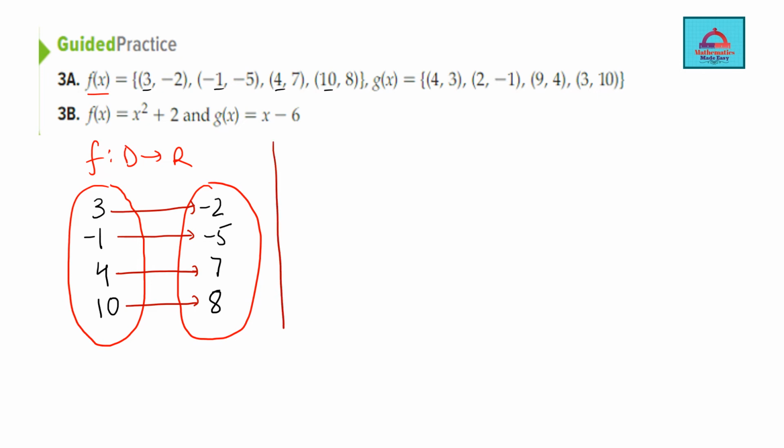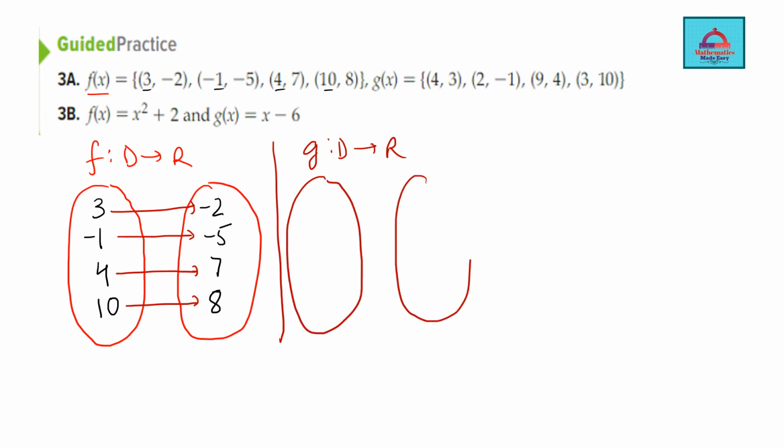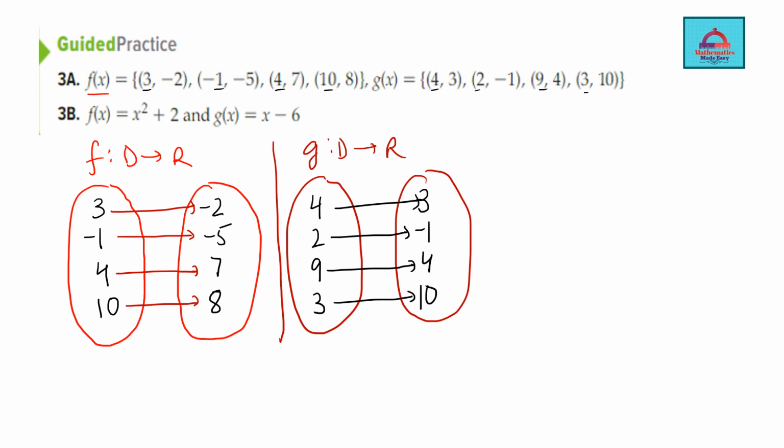Now we'll similarly draw for g from domain to range, the g function here, the domain, range here. If you put the points for g, the domain is the x coordinates 4, 2, 9, 3, and the range is the y coordinates 3, -1, 4, 10. So 4 is going to 3, 2 is going to -1, 9 is going to 4, 3 is going to 10.